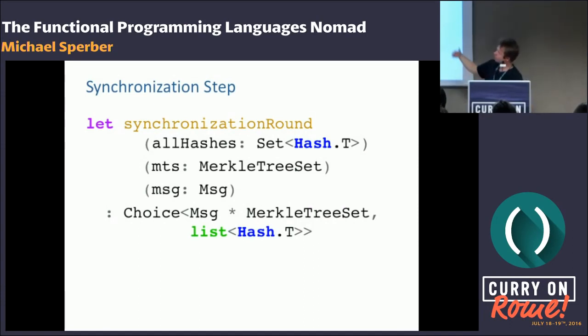And as a result, I either produce another message to send to the other side and a new Merkle tree set one level down, or I'm already at the bottom, which is a list of hashes to send to the other side, right? And looking at the signature and knowing the basics of this, you already know what it's going to do, and you have enough knowledge to test it.